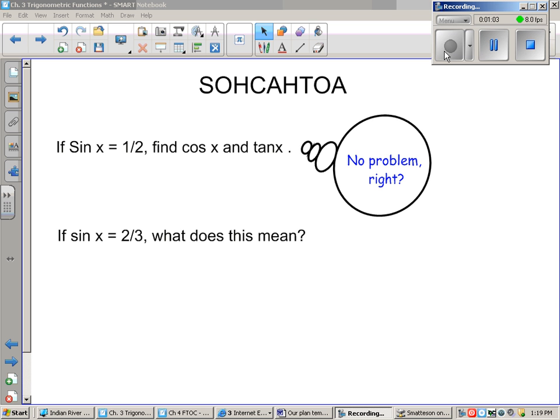But what if instead it said if sine of x equals 2 over 3? What does this mean? Because that's not in our chart, and it's certainly not identifiable on our graph, so it's hard for us to figure out what angle that would be. But we still need to figure out what cosine and tangent are. There's got to be a way that we can do that, and of course this relates to SOH CAH TOA and those old methods that you did a long time ago.